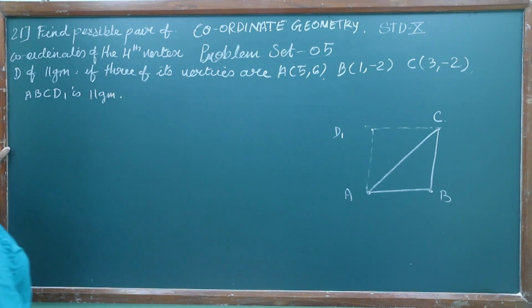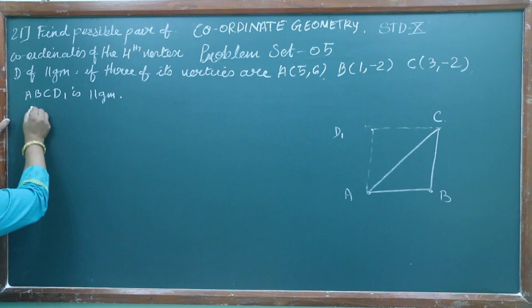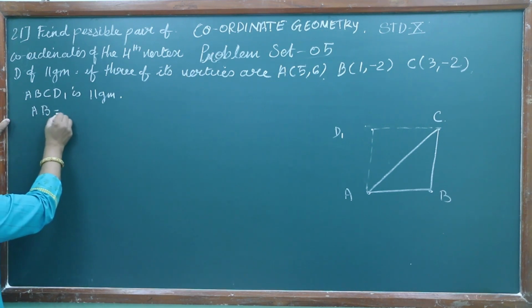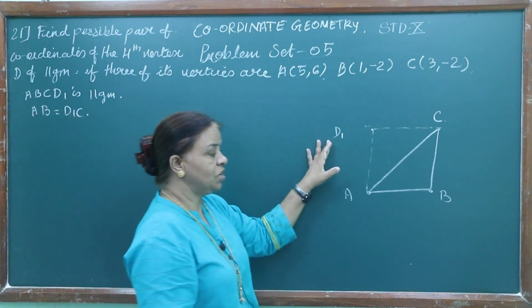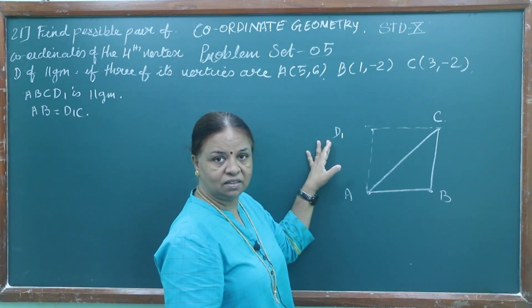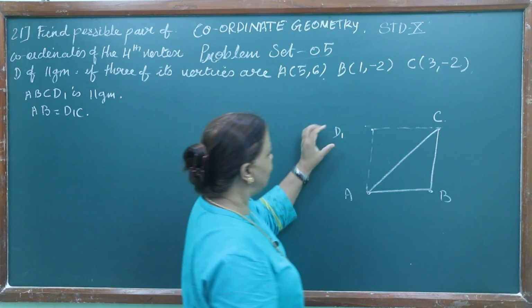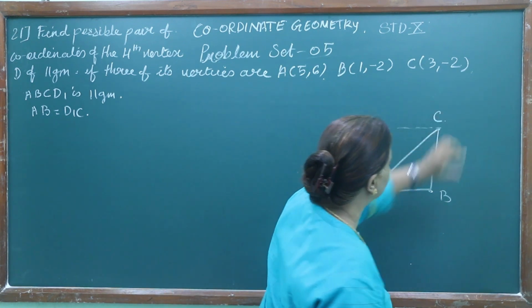So opposite sides are going to be equal. So we can say AB is equal to D1C. If I am placing the point D over here and forming a parallelogram, let me place this point D over here.